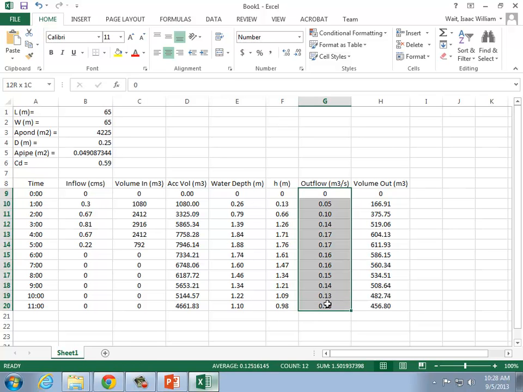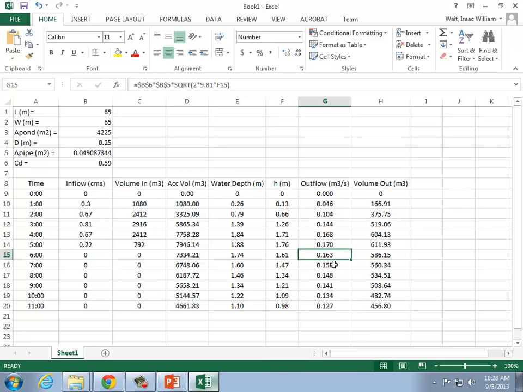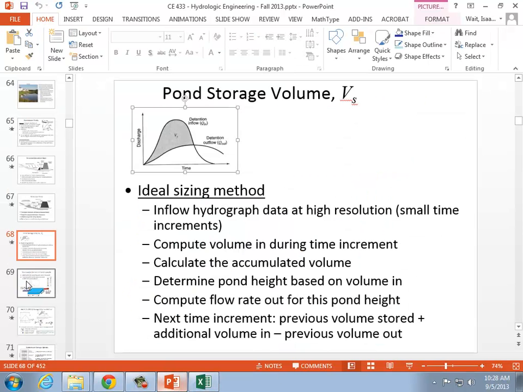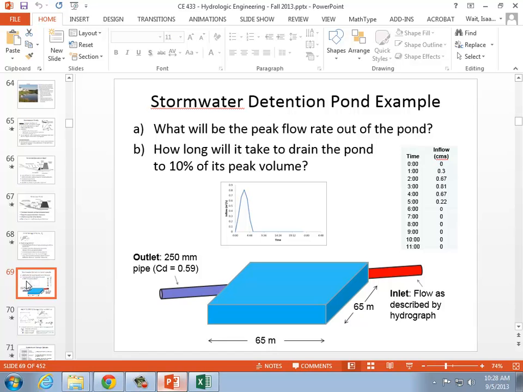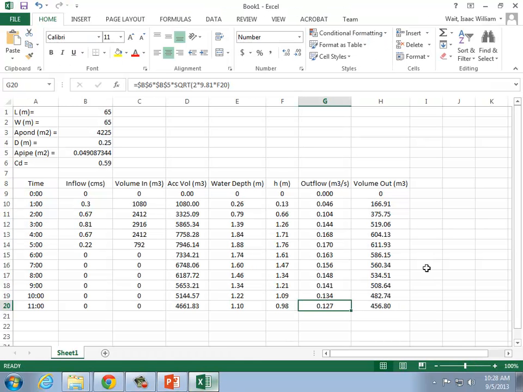Maybe we can show a little bit more precision here to know precisely during which hour it peaked. All right, it peaks during hour 5, and then it starts declining. The question posed in the example is, what will be the peak flow rate out of the pond, and how long will it take to drain the pond to 10% of its peak volume? So how long until we see the peak in the pond? The peak happens at 5 hours, compared to the storm at 3 hours.